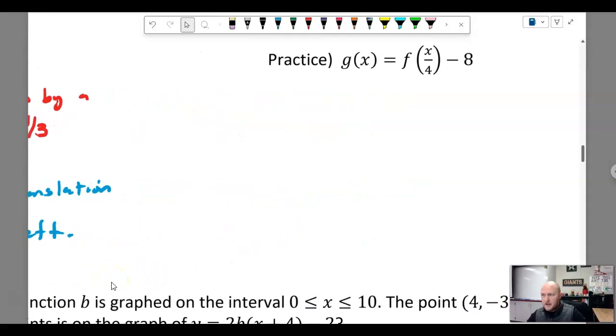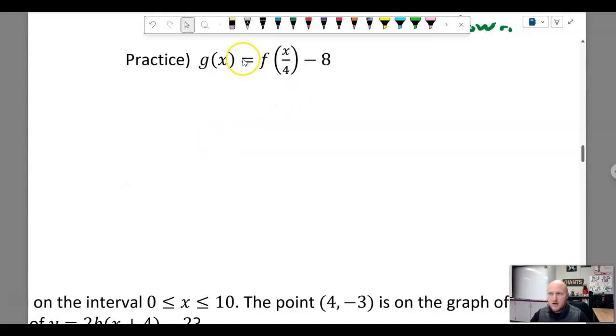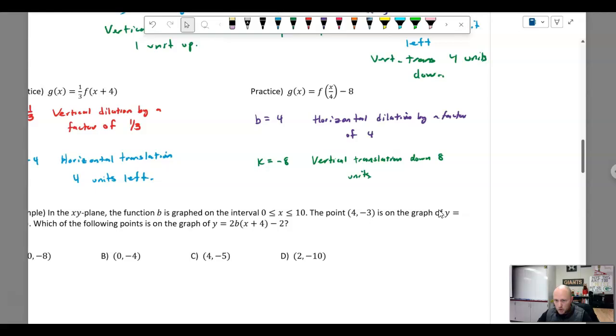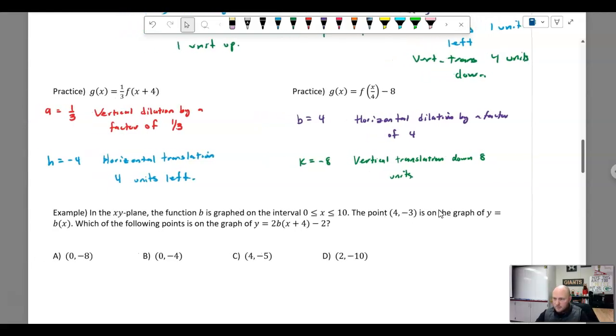Okay, go ahead. I want you to pause video, and I want you to try this example here. Okay, hopefully you tried this one. B is 4. Did you remember to take the reciprocal? Hopefully you see x over 4, that's 1/4. So you take the reciprocal of it, 4. Horizontal dilation, K is -8, so you're going down 8 units. Pretty straightforward.